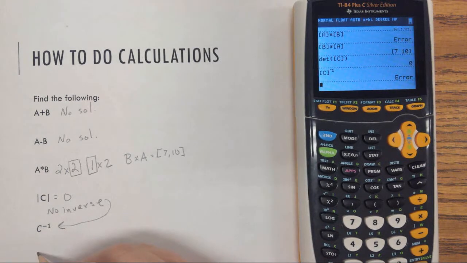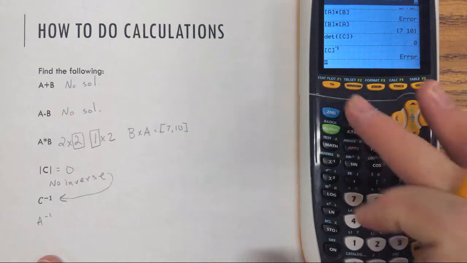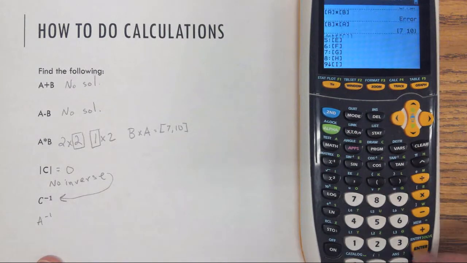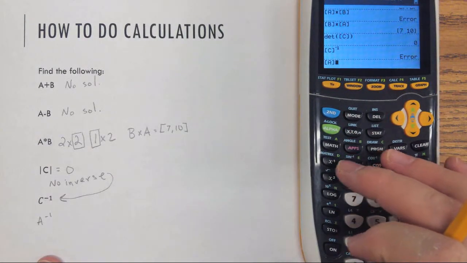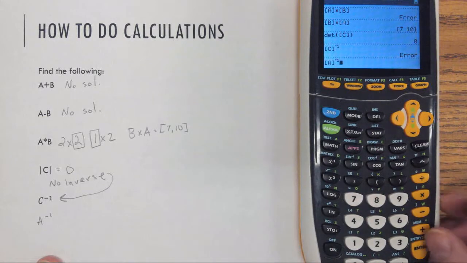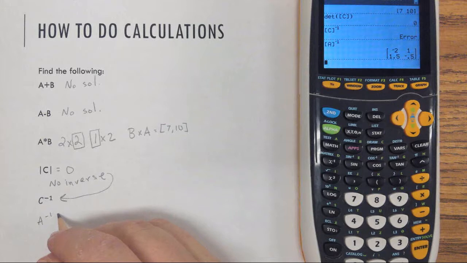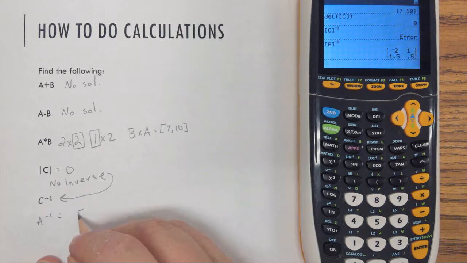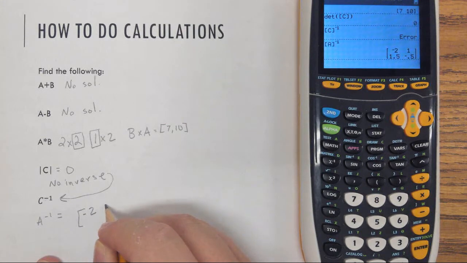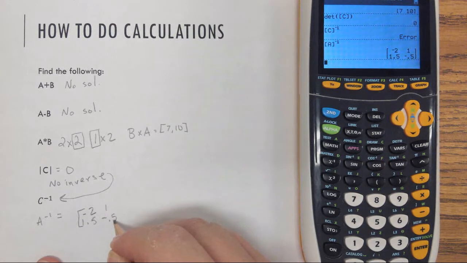Alright, well let's do A inverse. See if that one will give us something. Okay, alright. So matrix A, and then we want to hit the inverse and hit enter. There we go. So we could get the inverse for A, and that is -2, 1, 1.5, and -0.5.